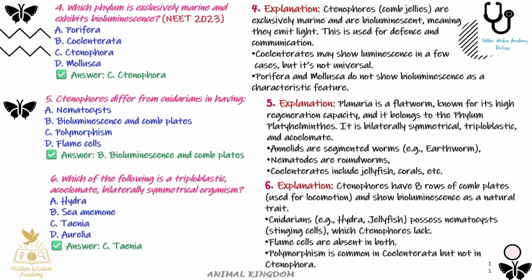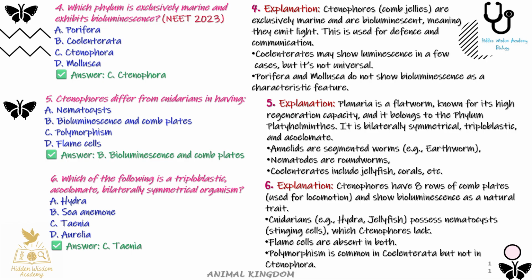Question 6. Which of the following is a triploblastic, acoelomate, bilaterally symmetrical organism? Option A, Hydra. Option B, sea anemone. Option C, Taenia. Option D, Aurelia.